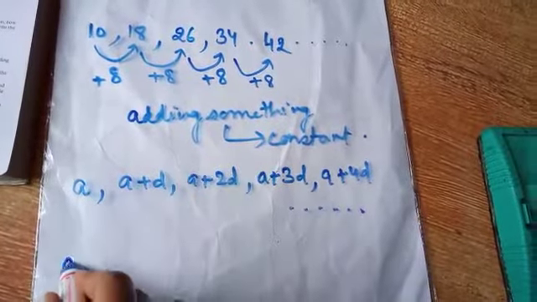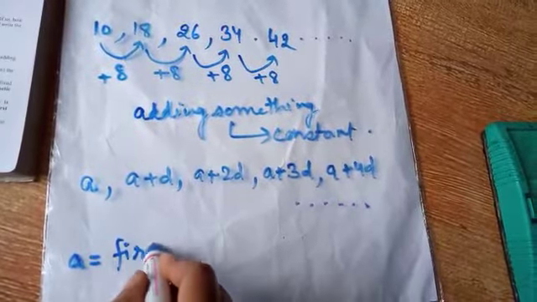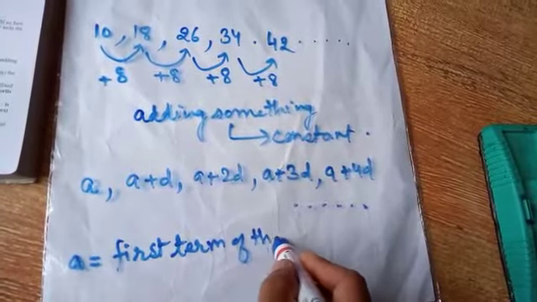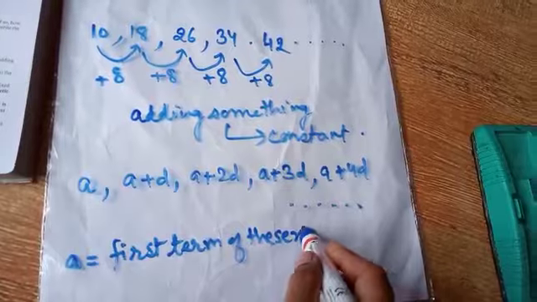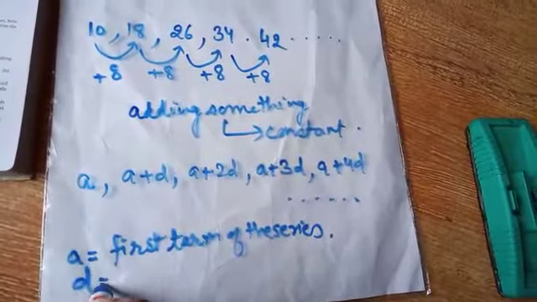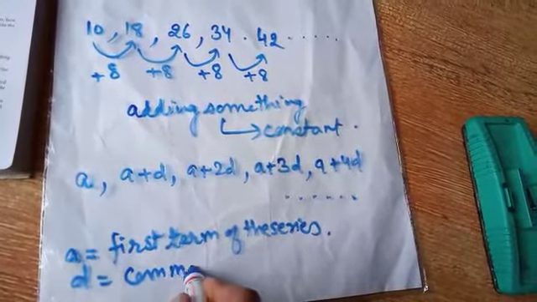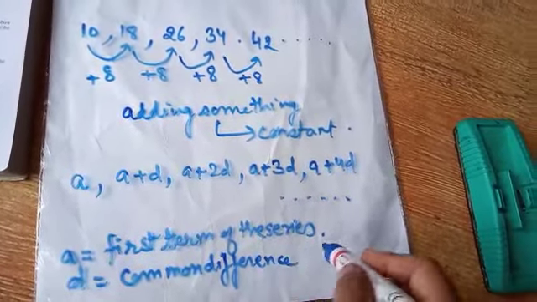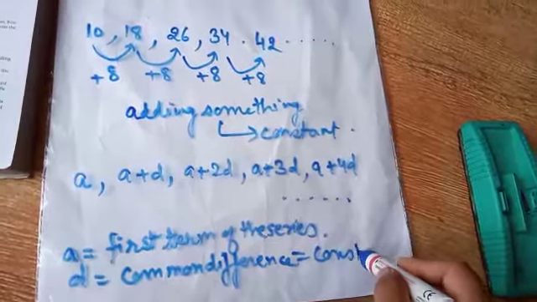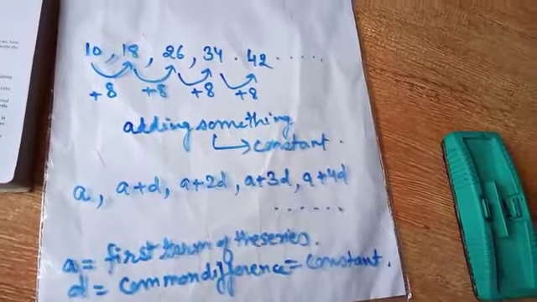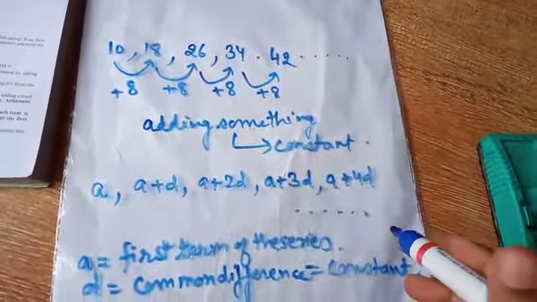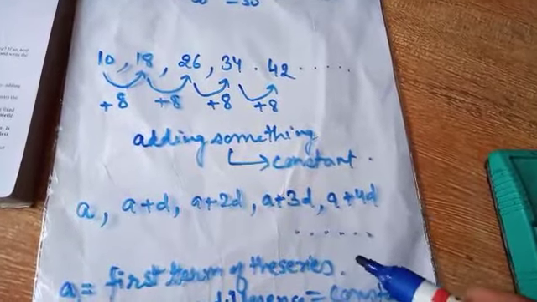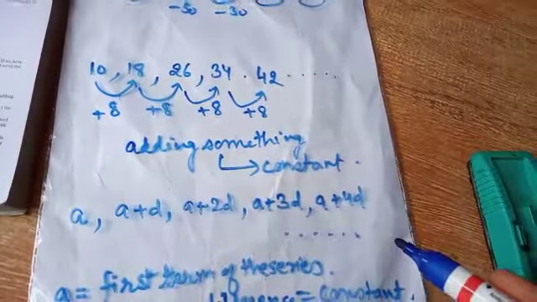So here A is called the first term of the series. D is called the common difference. And as I have told you earlier also, this common difference has to be a constant. Once you have decided that half is the common difference, it has to be half only. Once you have decided 0.5 is the common difference, 0.2 is the common difference, root 3 is the common difference, it has to be the same only.